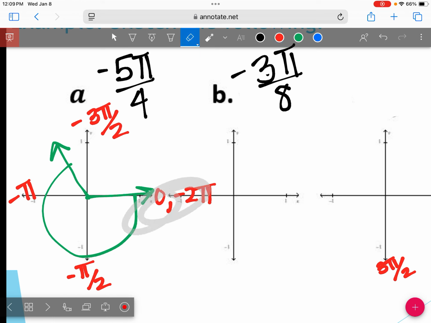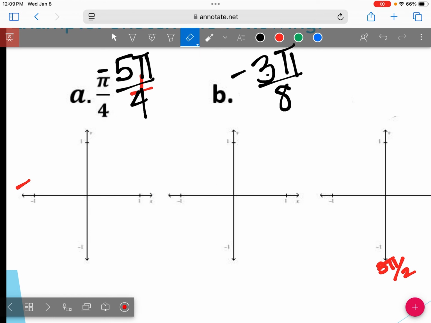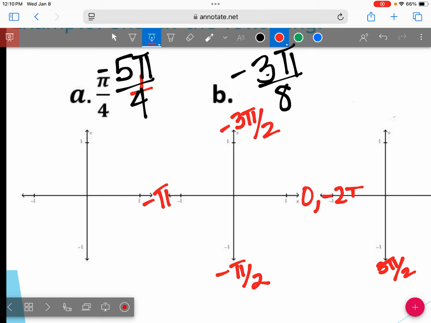So I need to erase this. Sorry, I just need my space. So again, this one is negative. So we're going to count 0, negative pi over 2, negative pi, negative 3 pi over 2, and then this is negative 2 pi.